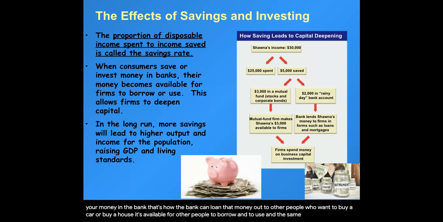And the same works for you. If you want to buy a car or a house, you can go to the bank and ask them for a loan, and they would give you other people's savings to be able to do that. Of course, your savings is still protected in there. Remember, the FDIC insures all of your money up to $100,000. But that's how banks work to loan out money to other people.